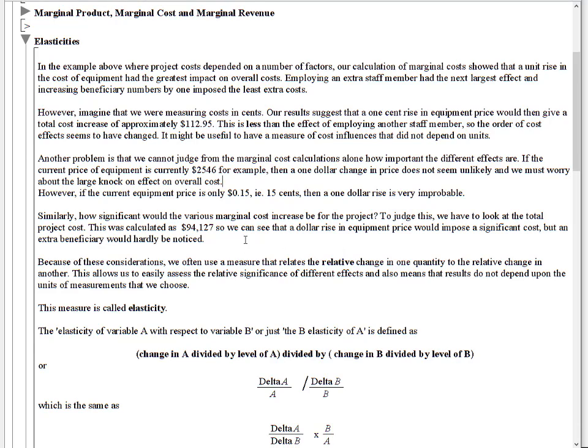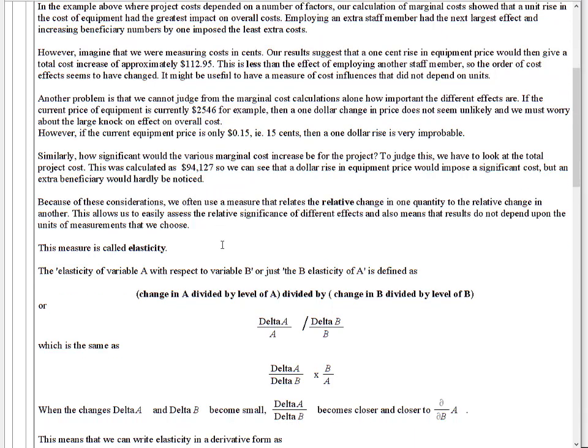Similarly, how significant will those marginal costs be for the project? You have to compare each marginal cost with the overall cost of the project. So you can see that the dollar rise in the equipment price, which could be about an $11,000 rise, would be quite important. But an extra beneficiary was $3, and that would not be important. Because of that, instead of unit differences, we often use a measure that relates the relative change in one quantity to the relative change in another. It gets rid of units and assesses the relative significance of different effects. That's called elasticity.